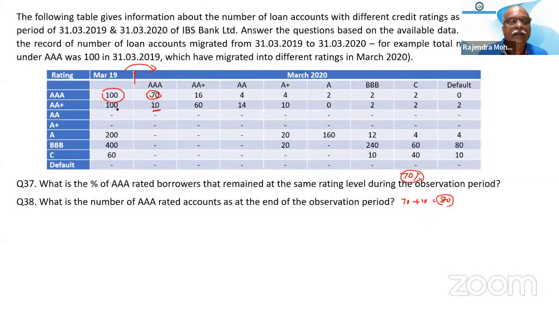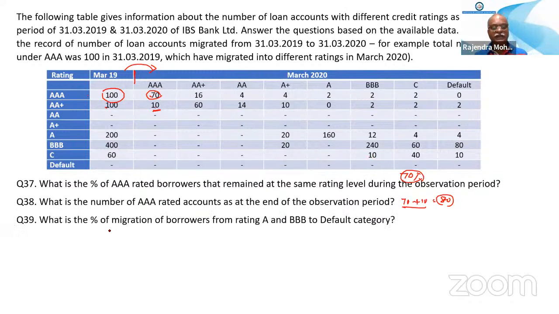See, here March 1900 was there. Now it has become 70. The rest 30 has been downgraded to these ratings. Here AA plus 100 was there, out of which 10 has been upgraded to AAA. 60 remains in AA plus. The rest amount again downgraded. These are the things which are shown in this entire columns and rows. So do you understand this question? There is no problem because 70 plus 10 is 80.